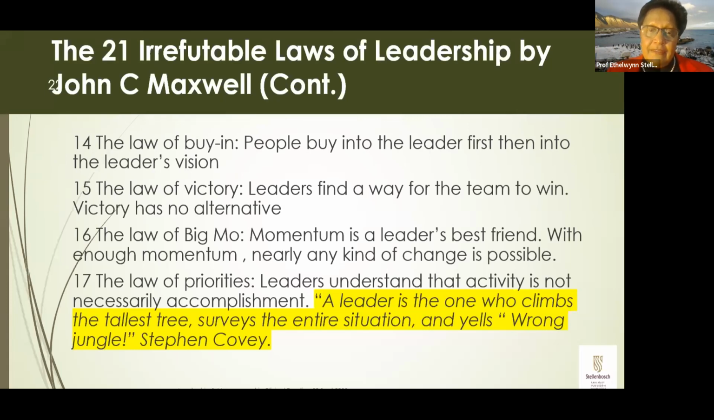Then the law of victory. This is one thing about leaders: victory has no alternative. They want to win. And remember, they're working in a team. Leaders work in teams. They don't work alone, but they want their team to win. So I always refer to the teams as the A team. We are going to do better than best. And it's the whole team, and they all get recognition for that.